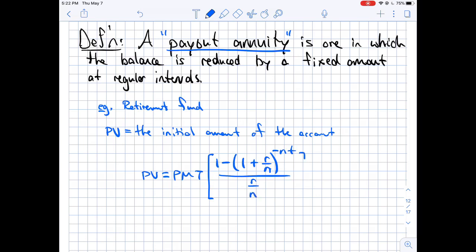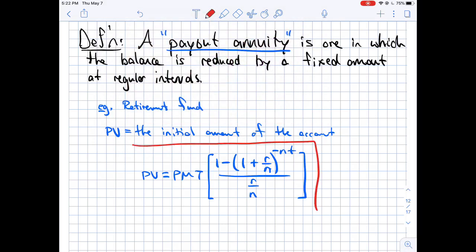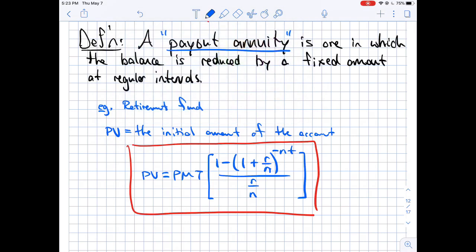And this is how we can work with payout annuities. So make sure that you understand how it's related to present value. And also here we have that PMT is the amount of the payout.